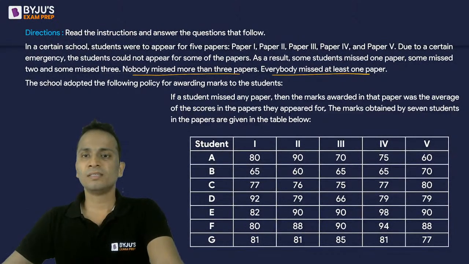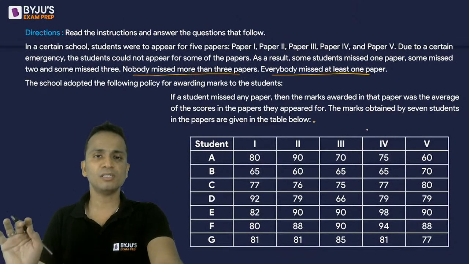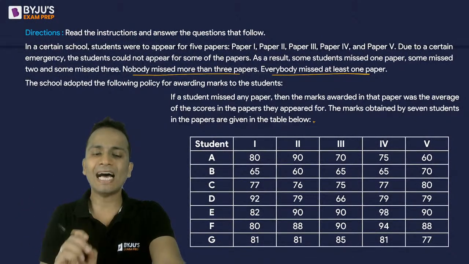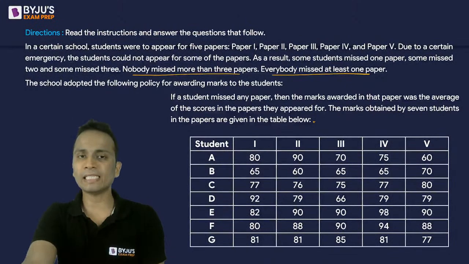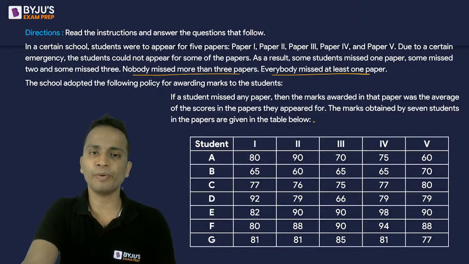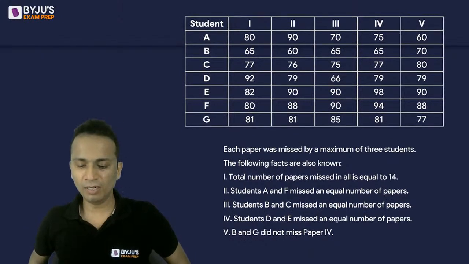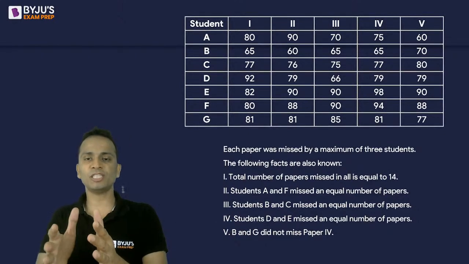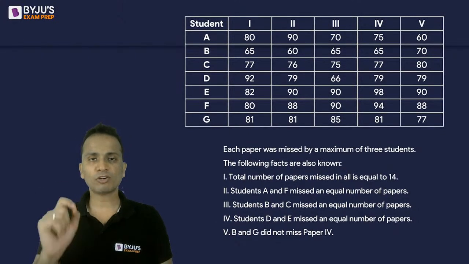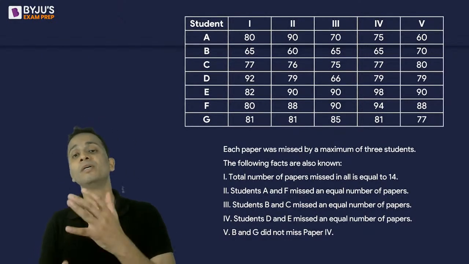The marks obtained by 7 students in the papers are given in the table below. These are the marks obtained after the policy has been implemented. Now let's move on to the second slide that will give you some more information about the data. Now you have the table, you know the basic information, and on the basis of information that is given here on this slide, try to find out which student has missed which paper and how many papers.